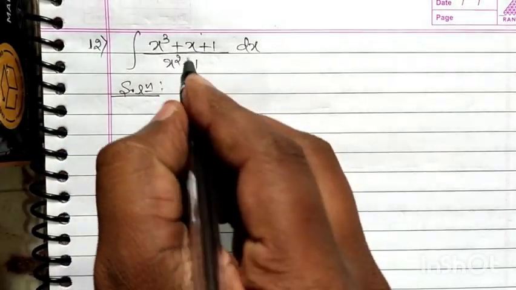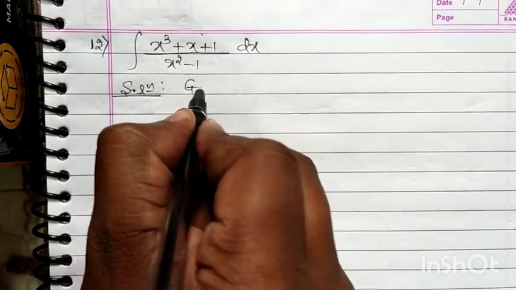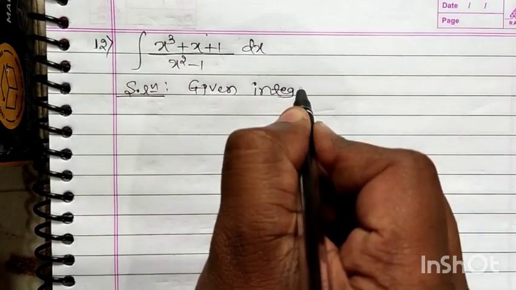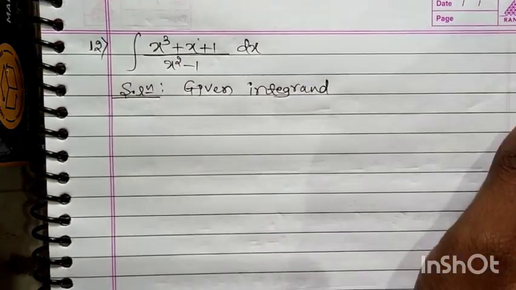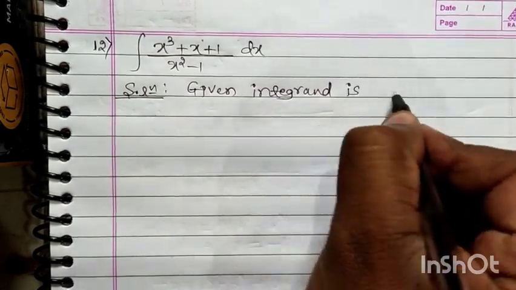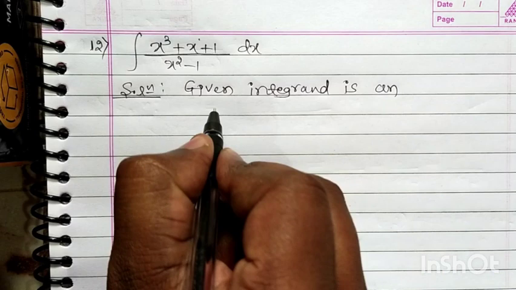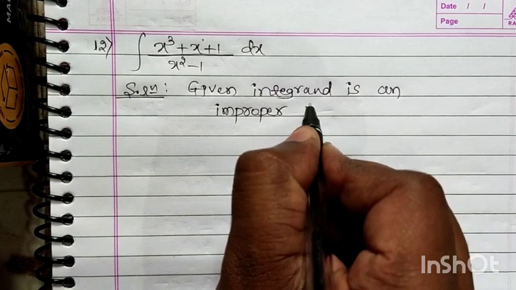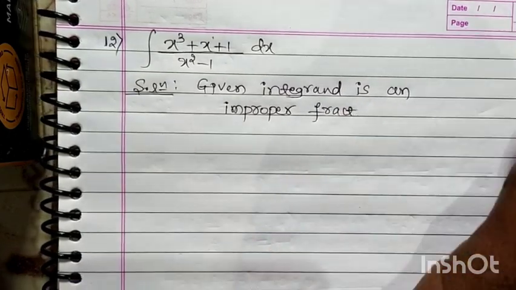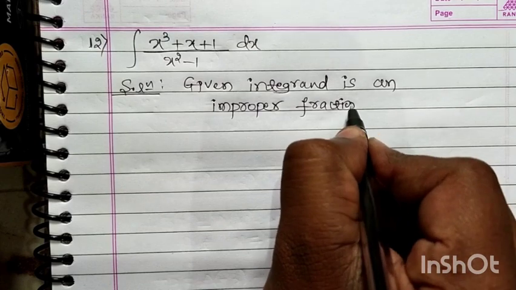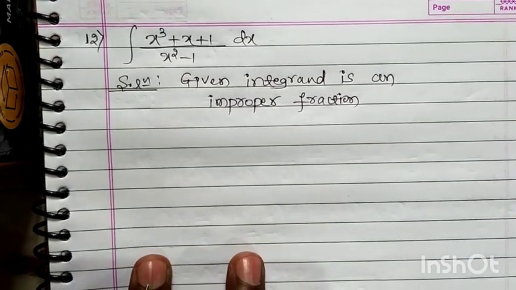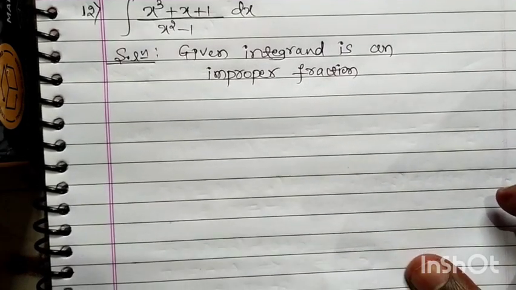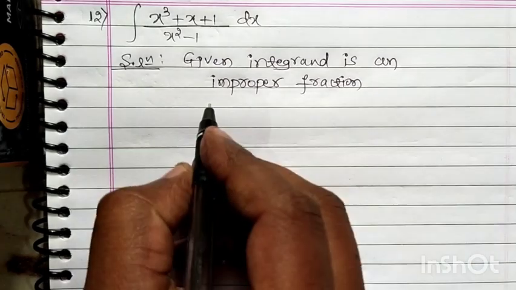So we have to write a statement here. Given integrand is an improper fraction. So in this method, whenever the question is given, you have to check whether it is a proper rational function or improper rational function. If it is improper rational function, let's go for long division process.